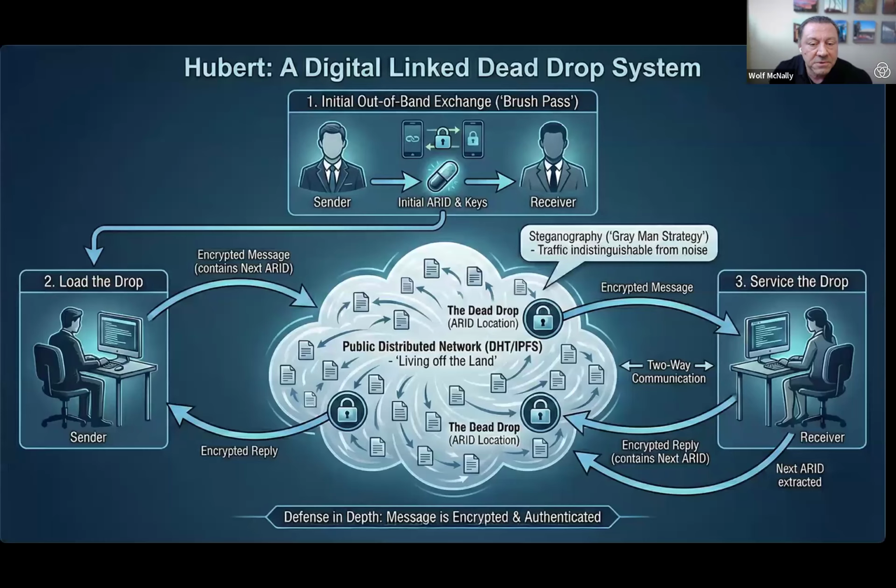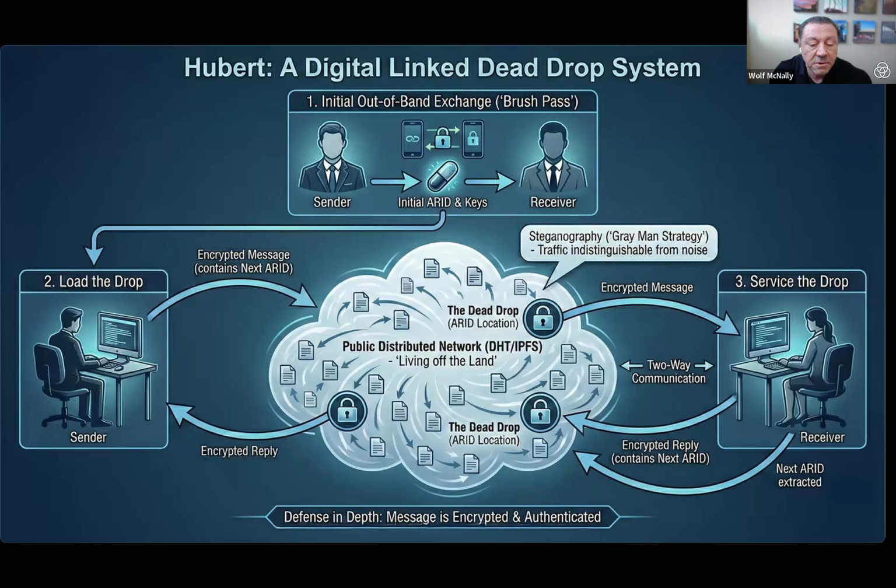So relate that now to Hubert. The initial out-of-band exchange, or as I called it, the brush pass, is where a sender puts something into the Hubert storage layer, which we'll discuss in a moment, and uses an ARID to do that. They also exchange that ARID, as well as a set of keys, with the receiver. So basically the sender and the receiver are known to each other. Now we have two actors here, the sender and receiver, but this can be any number of actors, as you'll see with the FROST demo in a moment. So the sender loads the drop, which creates the next message, and also includes in that encrypted message the next ARID. Then they pass it into the public distributed network.